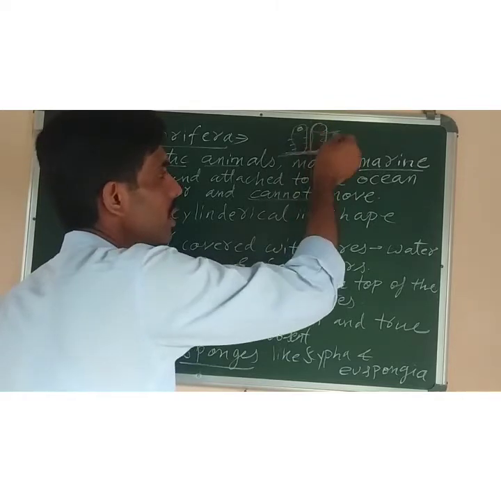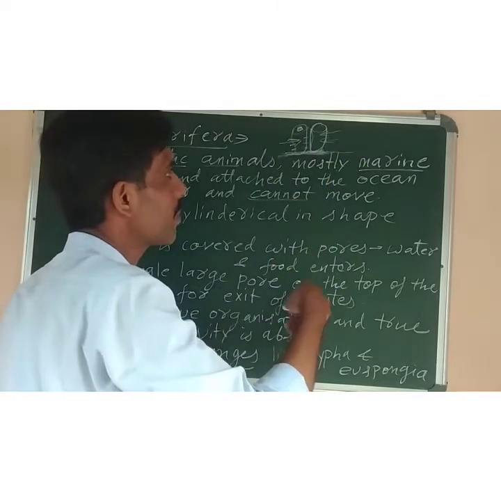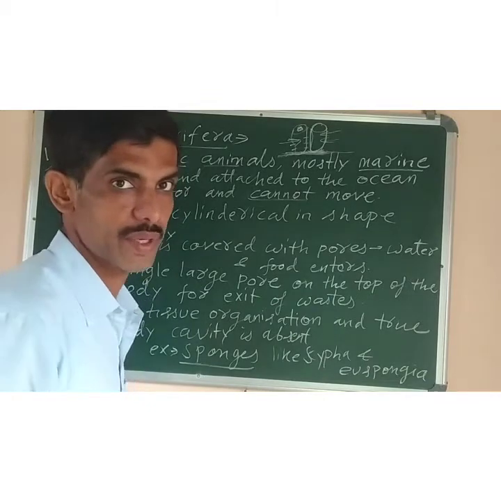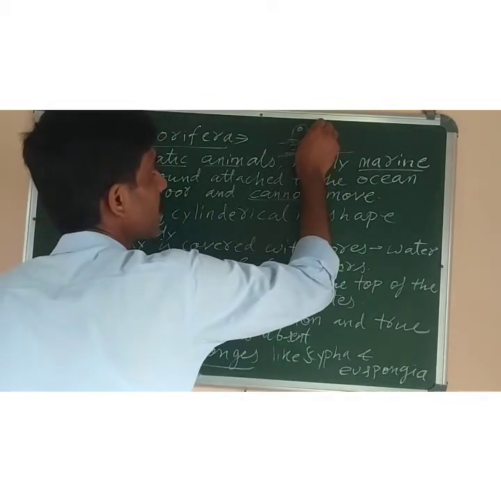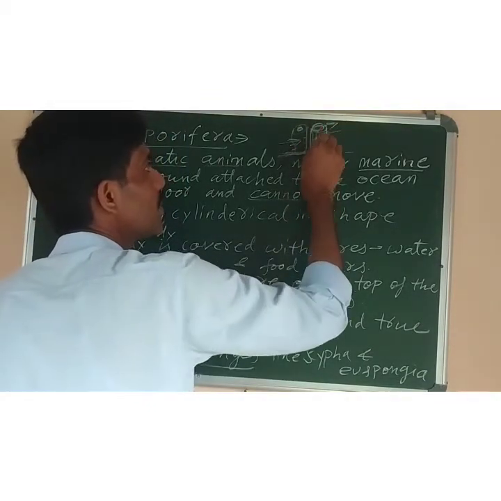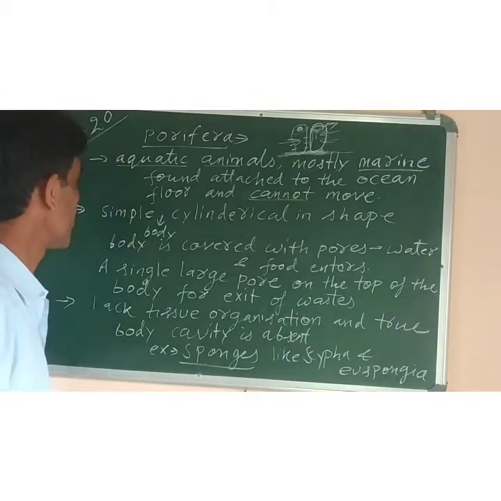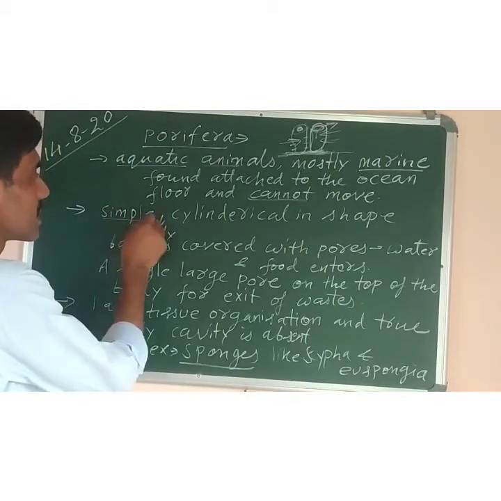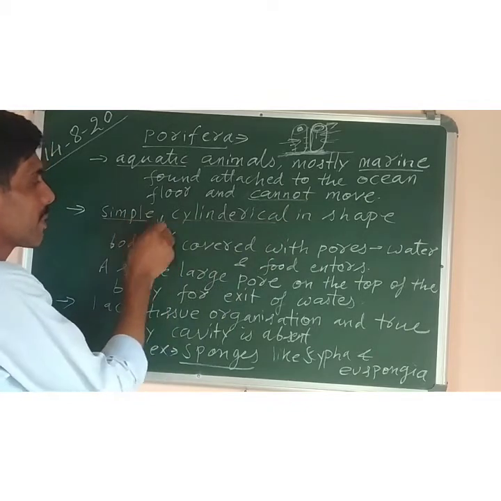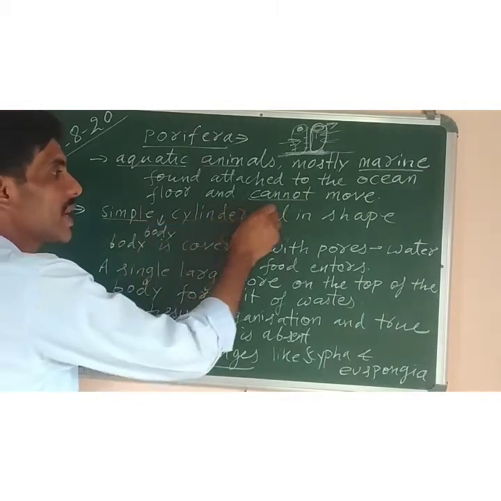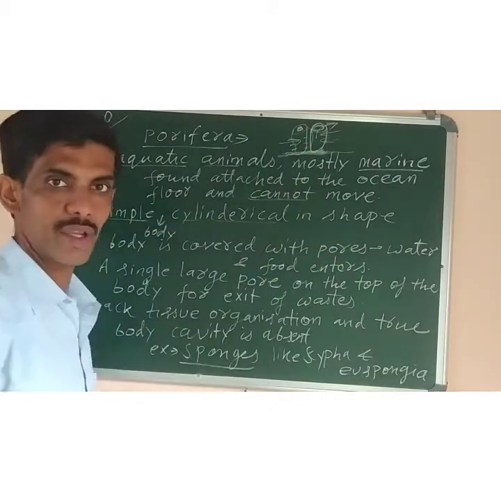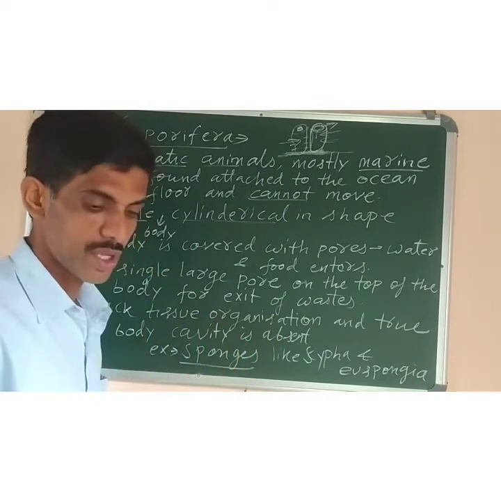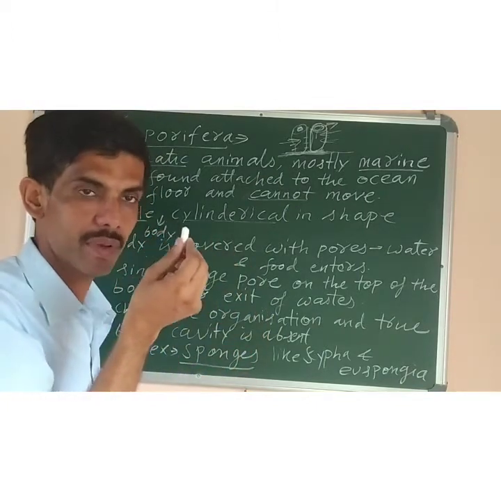The food molecules will go inside, and whatever materials they have to throw as waste, there is a single large opening on the top. Through this they will remove their waste from their body. Okay, so they have a simple body, which is cylindrical in shape. The shape is like a cylinder. You may have seen the cylinder. Even the chalk is also cylindrical in shape, like this round.